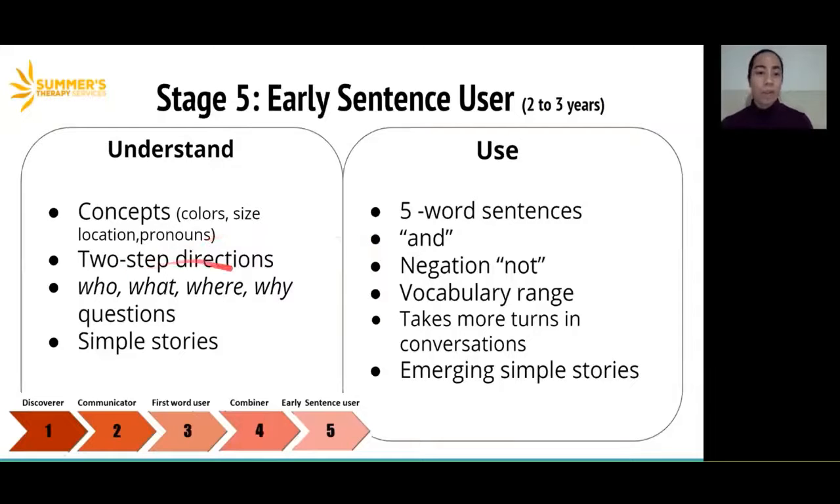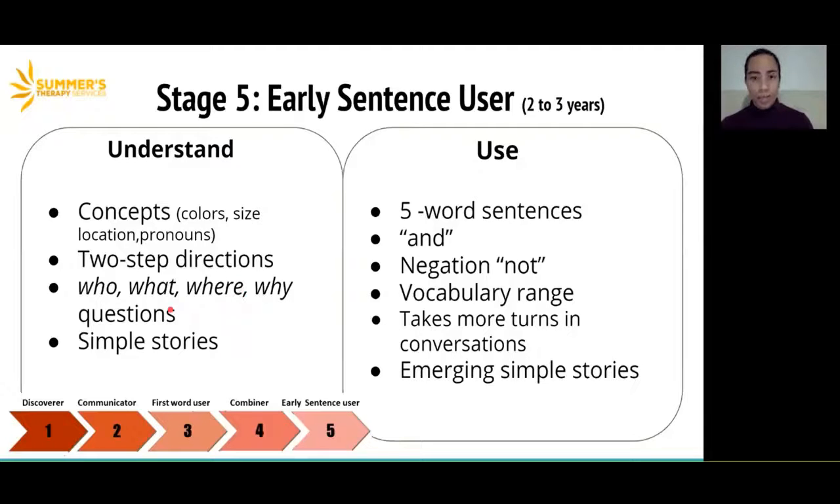So that's why you have 2-step directions. Not just take the bag, you can take the bag and put in the bin. Take the bottle and give to mama. So more than just one idea, the idea links are building up as well.